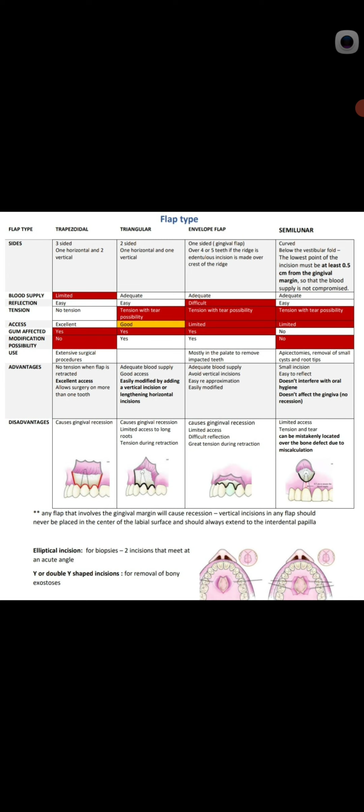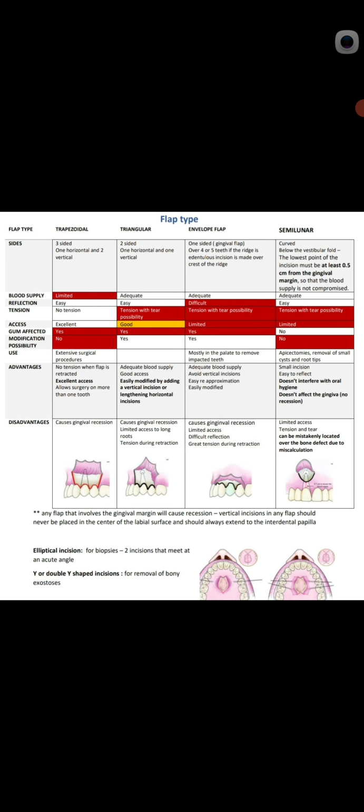Next, access in trapezoidal is excellent, in triangular is good, but in envelope and semilunar it is limited. Next, gums affected. In trapezoidal the gums are affected, yes. In triangular, yes. In envelope, yes. In semilunar, no, because it is 0.5 centimeter below the gingiva. Next is modification. We cannot do modification in trapezoidal, but yes, in triangular we can add another vertical releasing incision to change triangular into trapezoidal. In envelope, yes, we can modify, but in semilunar, no.